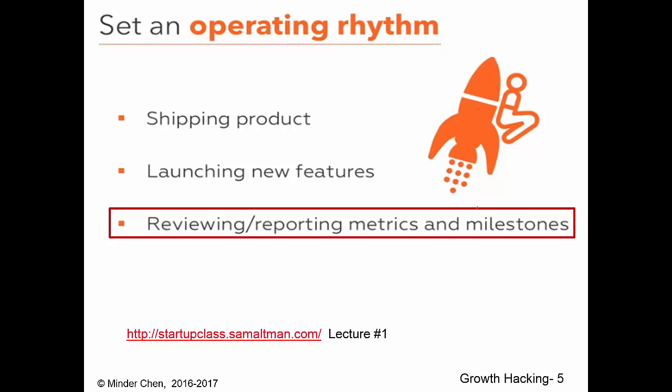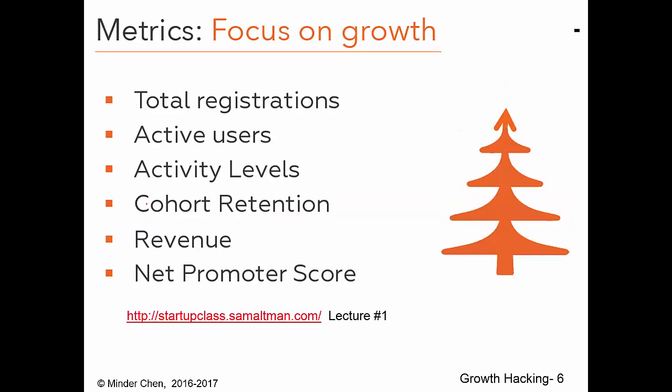In the startup class by Sam Altman, he emphasized that a startup firm needs to set an operating rhythm. You need to ship the product, and after that you continuously try to launch new features. However, most importantly, at the same time you need to capture and collect performance data, and report it as startup metrics in order to understand where you are and where you're going in terms of potential growth. To track your progress and growth, we will use metrics which help us focus on growth.